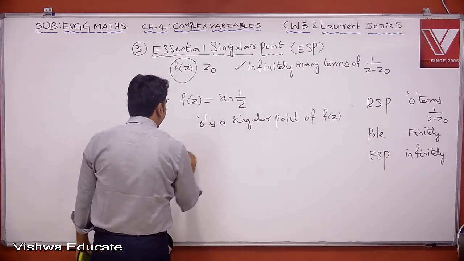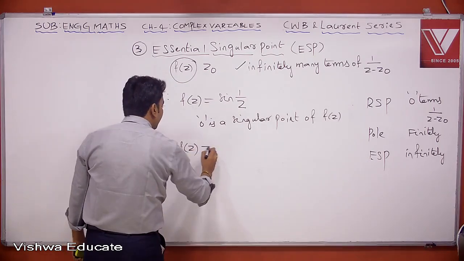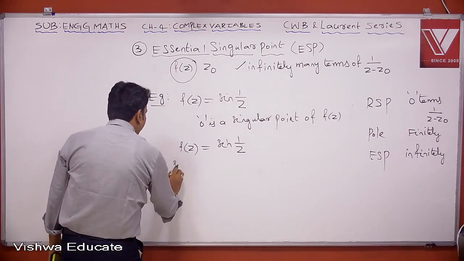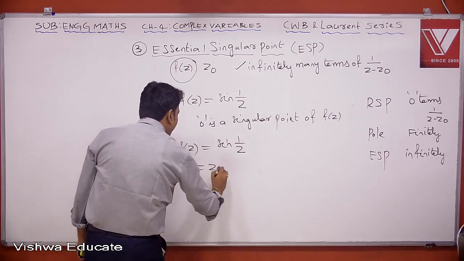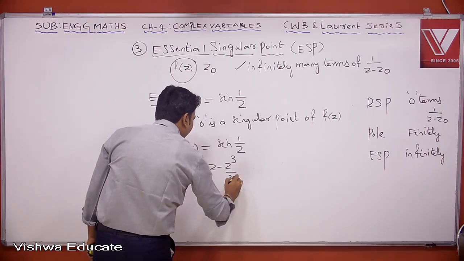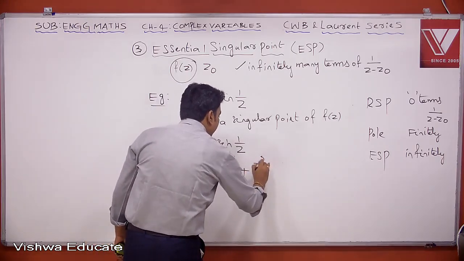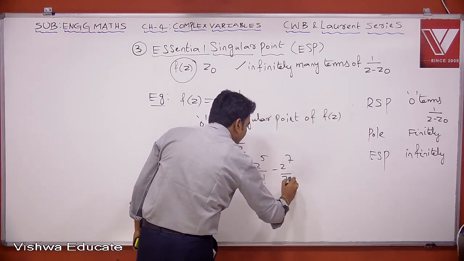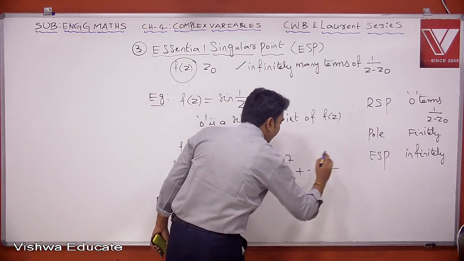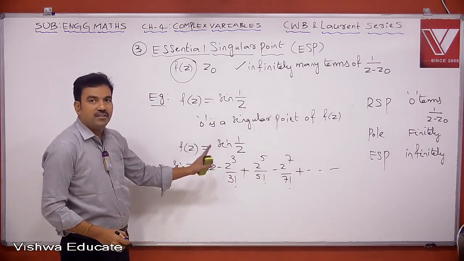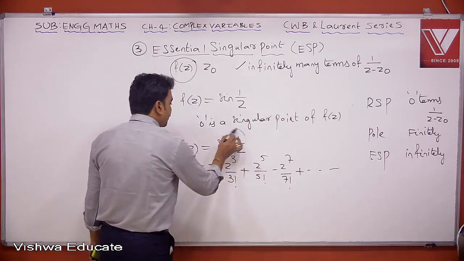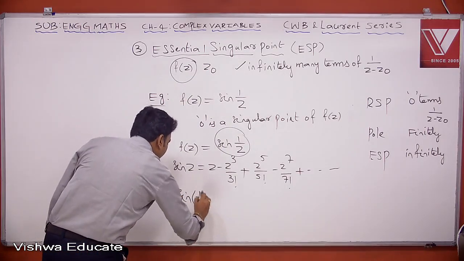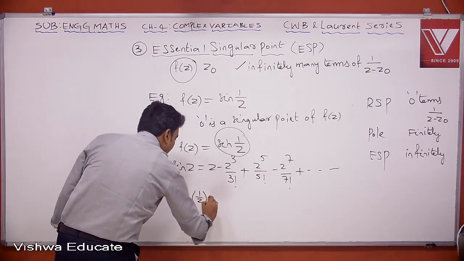Now let us go through series expansion. So this is sine 1 by z. Now when you take the series expansion of sine z, actually it looks like this: z minus z cube by 3 factorial plus z power 5 by 5 factorial minus z power 7 by 7 factorial plus and so on. This is the series expansion of sine z. But I want the series expansion of sine 1 by z. So therefore replace z by 1 by z in the series expansion.